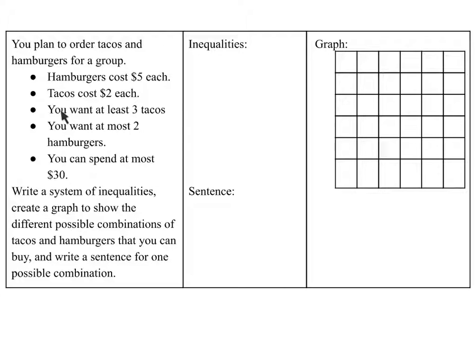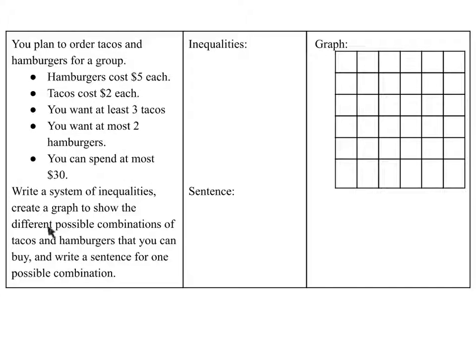Now here, you want at least 3 tacos, and you want at most 2 hamburgers. So we're going to have to include that in what we're going to be doing here. And we also know you can spend at most $30. So the most you have is $30. We're going to ignore tax for now.